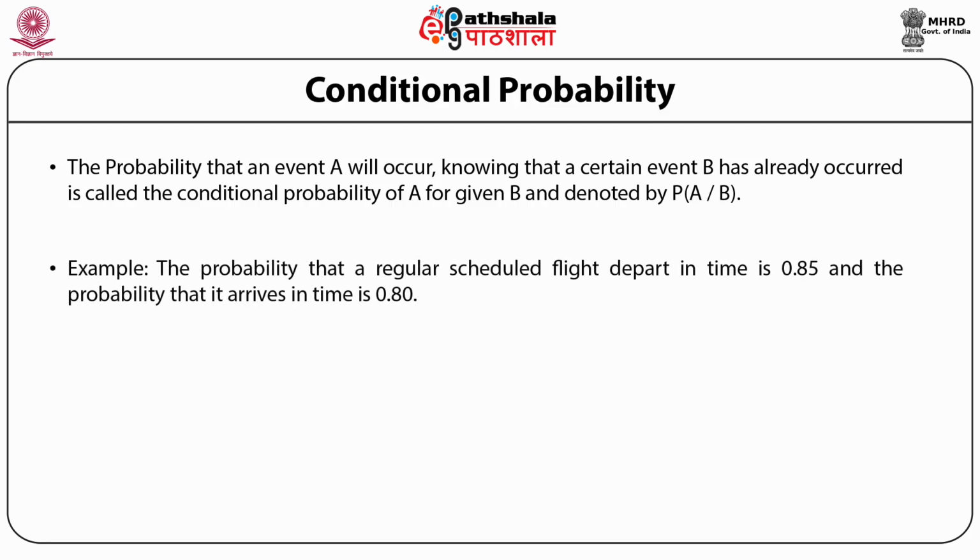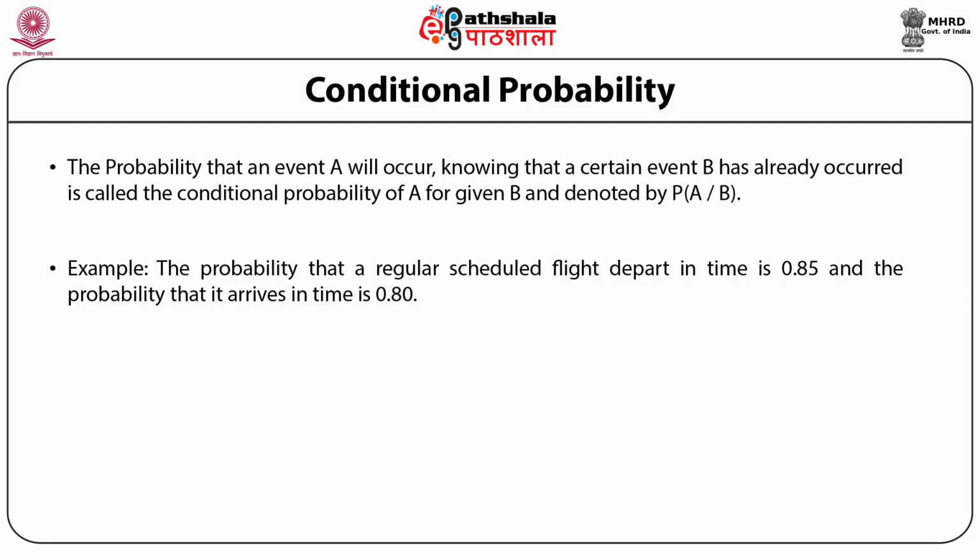Example: the probability that a regularly scheduled flight departs on time is 0.85 and the probability that it arrives on time is 0.80. The probability that it arrives and departs on time is 0.75. Find the probability that a plane arrives on time given that it departed on time.